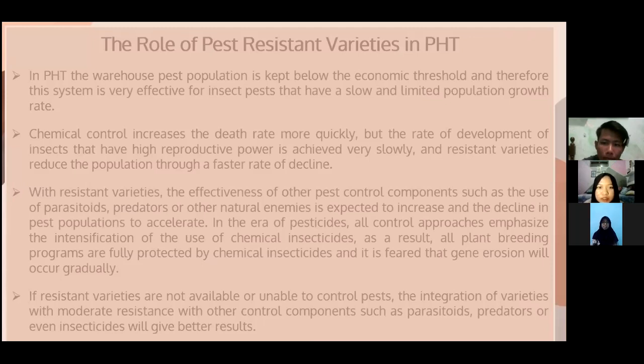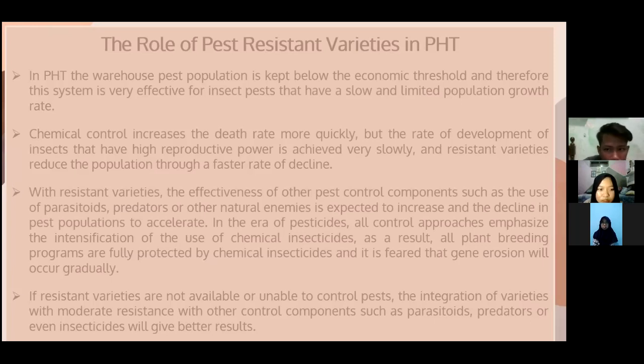The role of pest-resistant varieties in PHT. In PHT, the pest population is kept below the economic threshold, and therefore the system is very effective for insect pests that have a slow and limited population growth rate. Pesticide control increases the death rate more quickly, but the rate of development of insects that have high reproductive power is stifled very slowly, and resistant varieties reduce the population through a faster rate of decline.